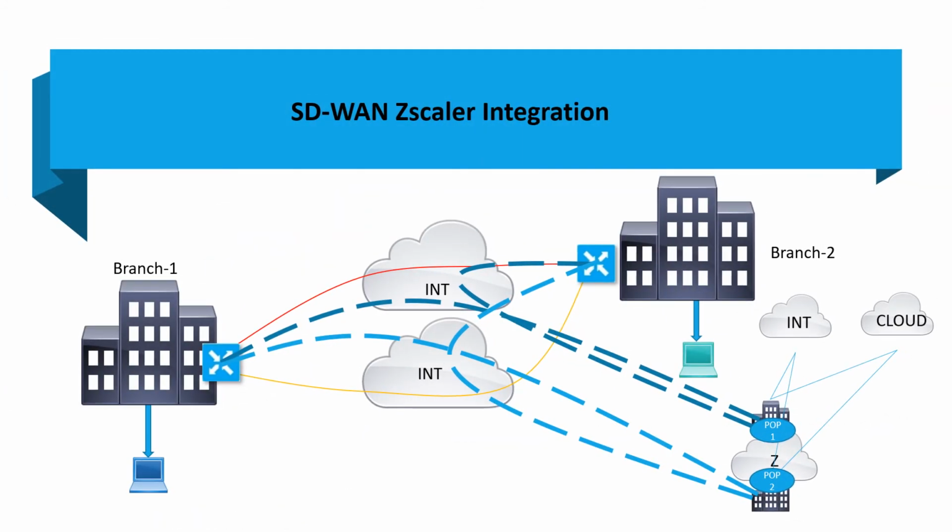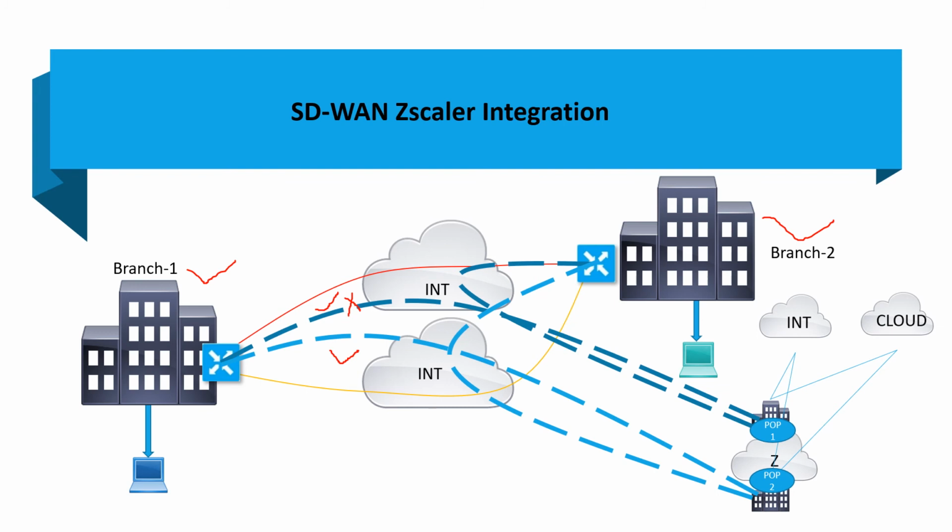I have a branch 1, I have a branch 2. They both have the same connectivity to two different service providers. So service provider 1, service provider 2, and you have a POP, or maybe I will call it data center 1, data center 2, which is owned by Zscaler. So over the internet, you are going to have two tunnels to two different geography locations or the nearest POP. So if one tunnel fails, you can still utilize all the services provided by your Zscaler.